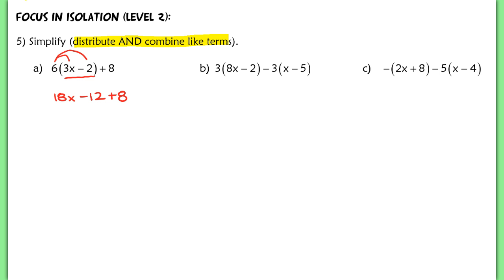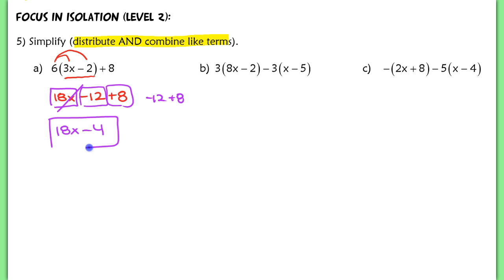So again, I just look for anything with a variable with an x in it. Since that's the only term with an x in it, I'm just going to drop that term down, and then I work on the next two terms. Negative 12 and 8 can be combined, so I have negative 12 plus 8, that's what I type right in my calculator, and I get negative 4. Now this is my final answer here, because these are not like terms. So I don't want to try to combine them, because they're not like terms.